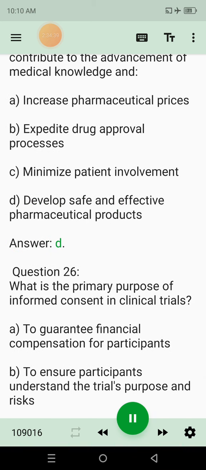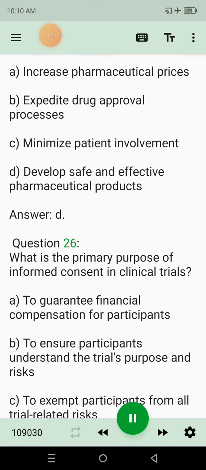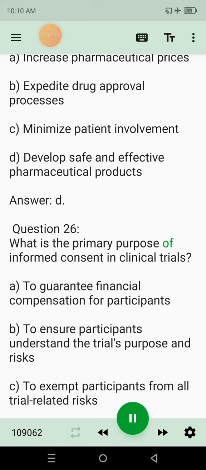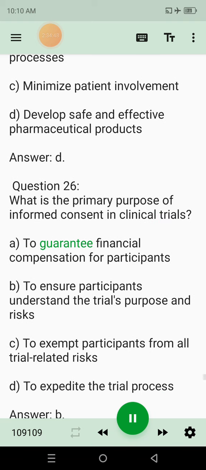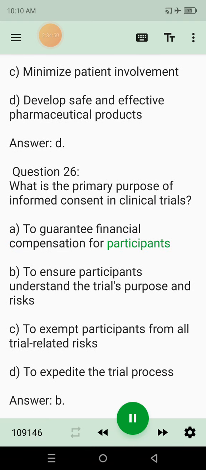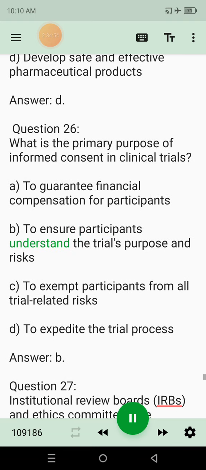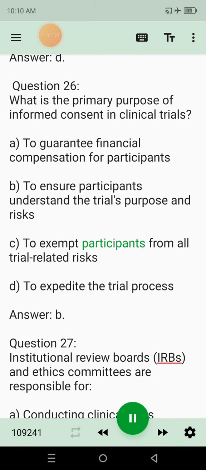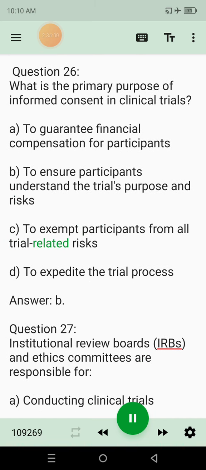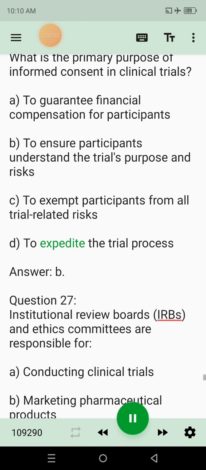Answer: D. Question 26. What is the primary purpose of informed consent in clinical trials? A. To guarantee financial compensation for participants. B. To ensure participants understand the trial's purpose and risks. C. To exempt participants from all trial-related risks. D. To expedite the trial process.